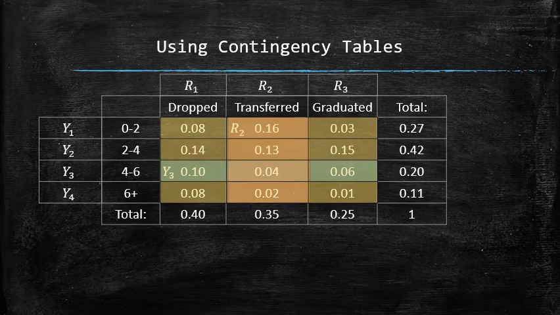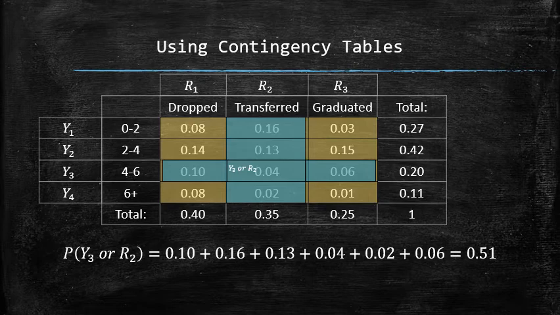The cells formed by combining the events Y3 and R2 represent the union of the 2 events. And to find its probability, we can add all the numbers in the region one by one, or we can use the general addition rule, the ingredients for which are the 2 marginal and 1 joint probabilities.